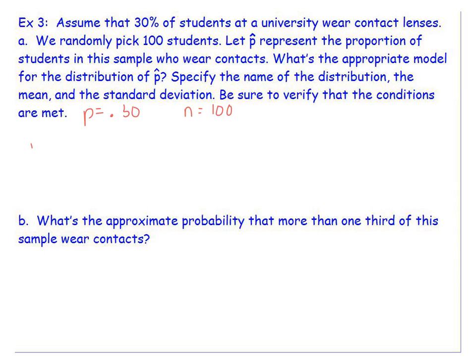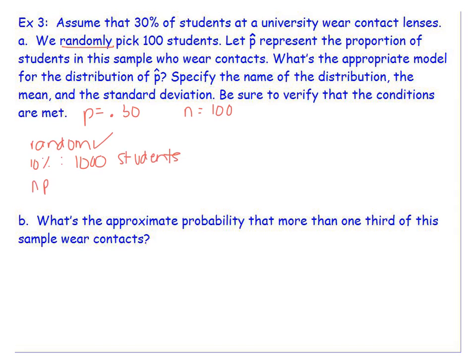So let's check our conditions. Is this random? Does it mention random? Randomly pick. We're good. No need to talk about it. 10%. Well, our n's 1,000. I'm sorry, our n's 100. Add a 0. Do you think there's 1,000 students at a college? It is definitely safe to assume that.